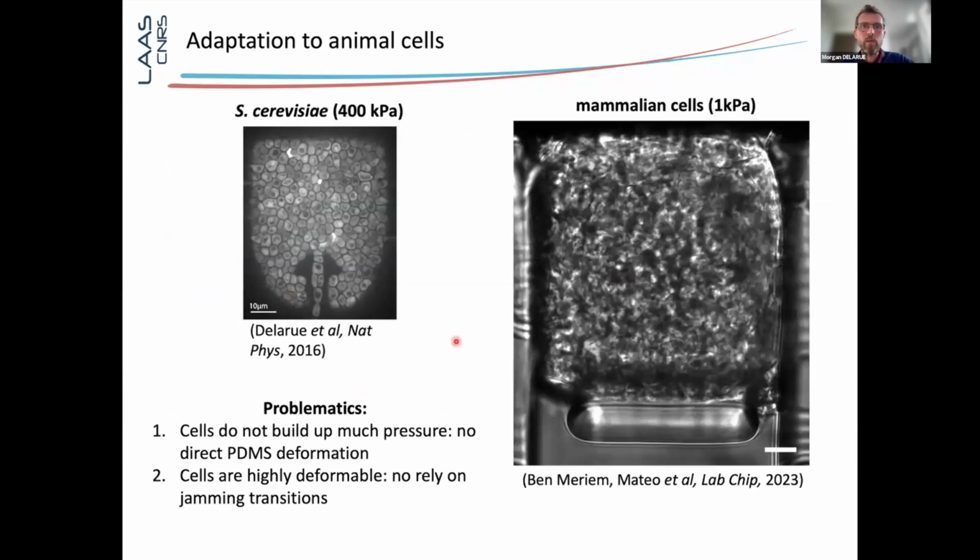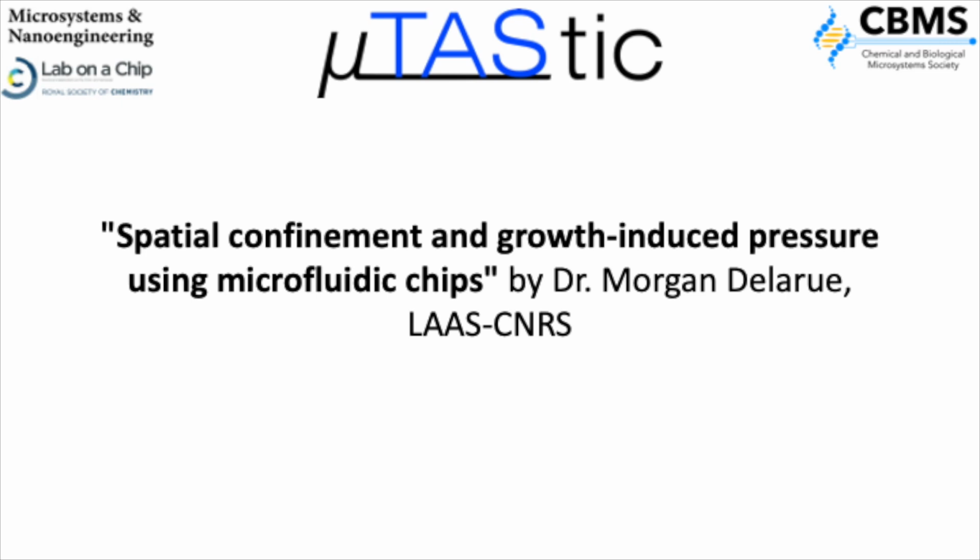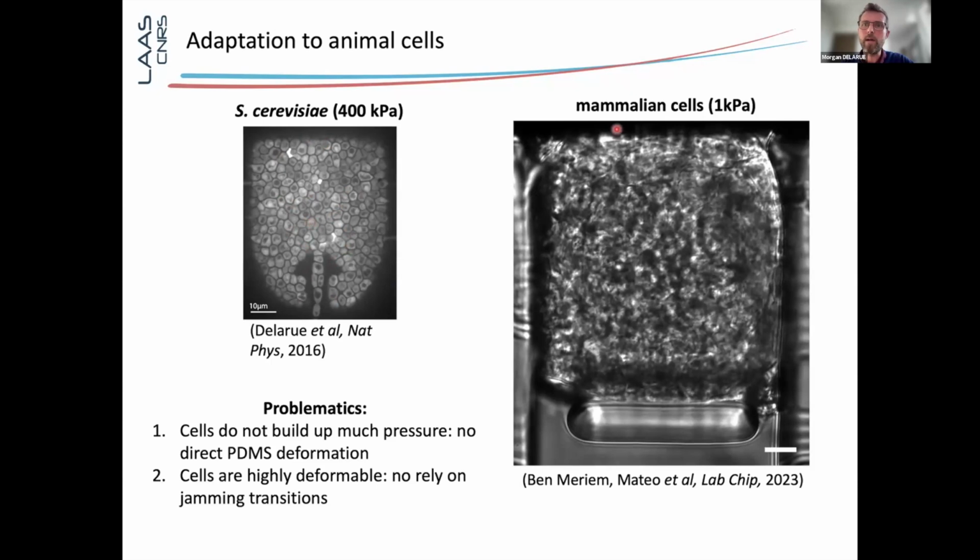The problem was when we wanted to adapt that to animal cells. Mammalian cells, in contrast to microbes, don't have a cell wall, so they're not very rigid. They're highly deformable. And the amount of pressure that they build up is much, much smaller, such that just relying on the raw deformation of PDMS wouldn't work to measure mechanical stress. So we had to get around these two problems.